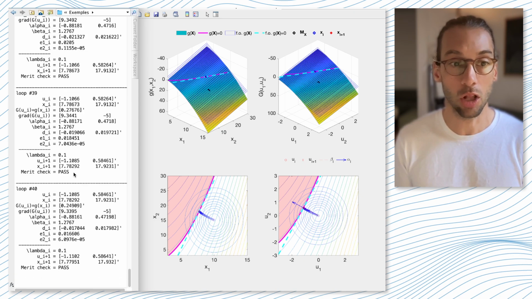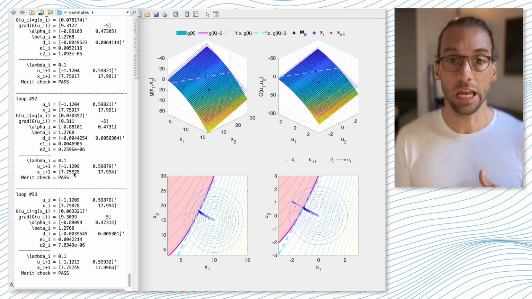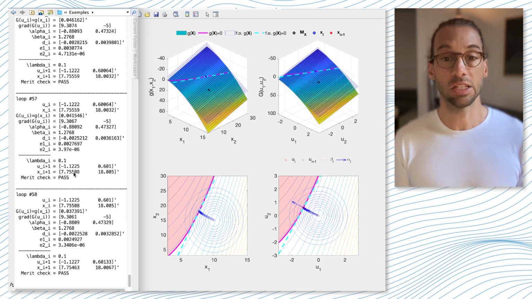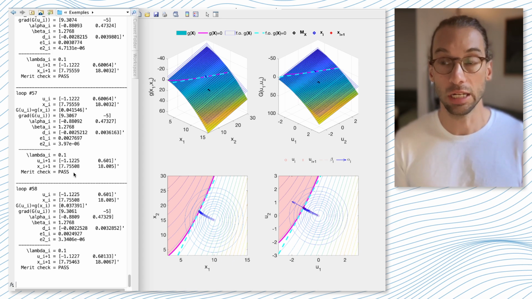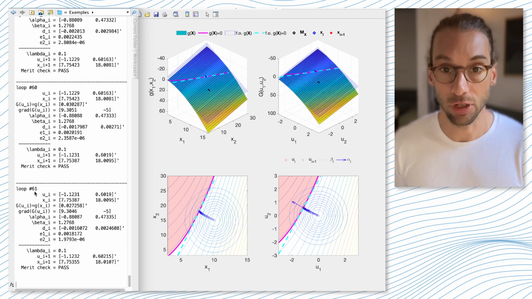So theoretically, you can always start with lambda equal 1, and you decrease only if needed because you don't satisfy the merit function decrease over 2 consecutive steps. So I'm going to stop here. I'm at the 6th iteration. I haven't converged yet.